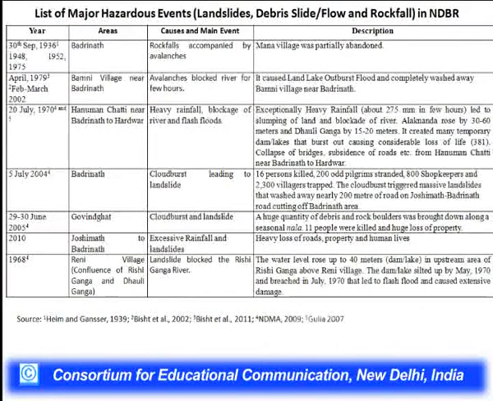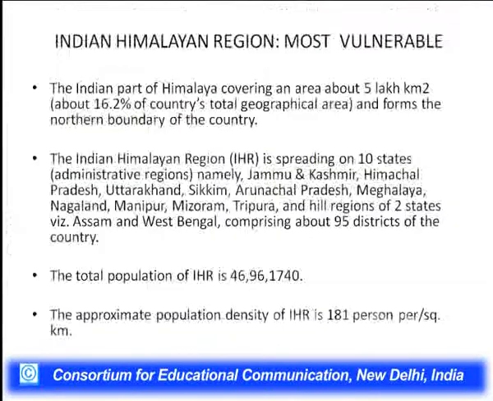5th July 2004 in Badrinath, cloudburst leading to landslide. 2005 again in Gobind Ghat, cloudburst and landslide. 2010, Joshimath Badrinath area. So these are the important ones. On the basis of these different events, I can say that the Indian Himalaya is the most vulnerable to landslides.